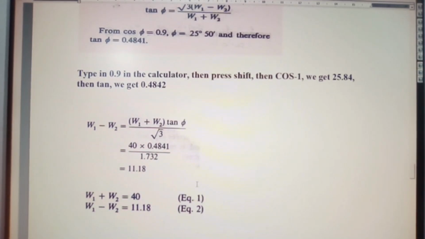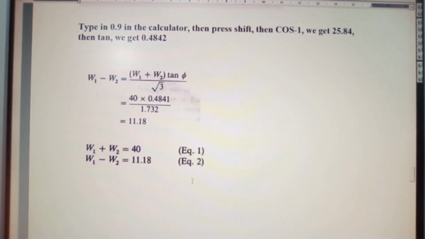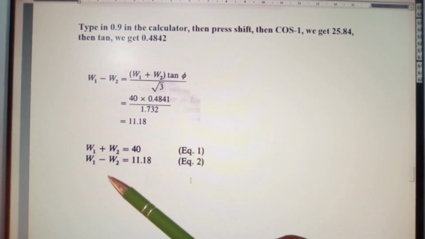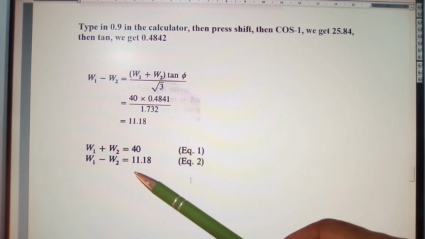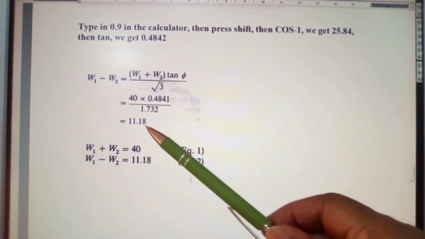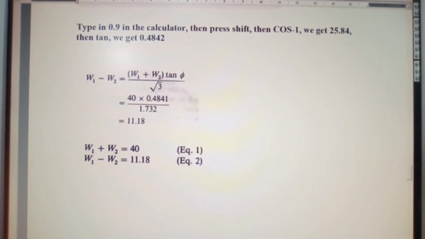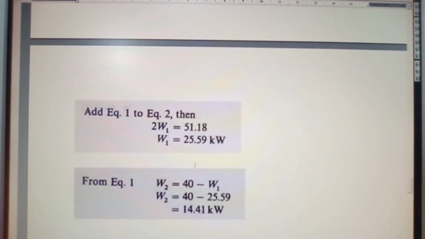Sorry, 11.18, my apologies. Here we are looking now at W1 plus W2 equals 40, W1 minus W2 equals 11.18. So here we have equation 1, equation 2. Add equation 1 to equation 2.